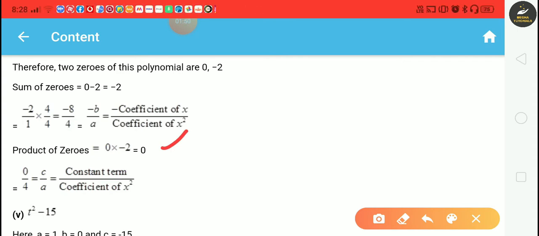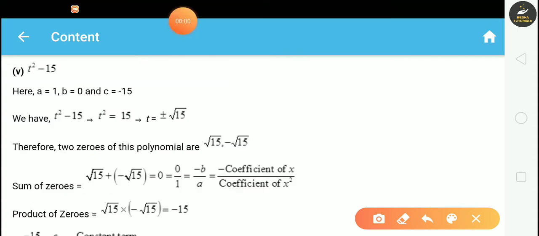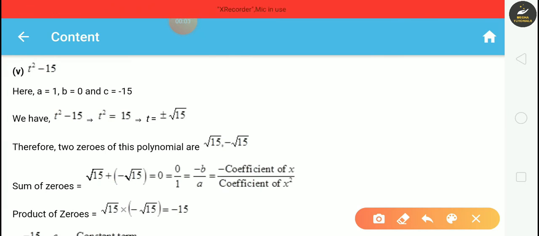Therefore product of zeros is also verified. Question number 5. Equation is t square minus 15. In this case, a is equal to 1, b is equal to 0 and c is equal to minus 15. T term is not available, therefore b is equal to 0. Now we have t square minus 15.